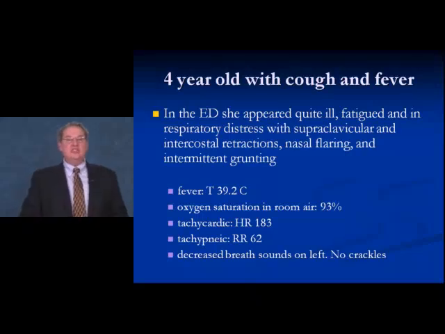So in the emergency department, she appeared quite ill, fatigued and in respiratory distress, with supraclavicular and intercostal retractions, nasal flaring, and intermittent grunting. In the emergency room, her temperature is 39.2 degrees centigrade. Her oxygen saturation in room air is 93%. Her heart rate was elevated at 183. She was tachypneic with a respiratory rate of 62. She had decreased breath sounds on the left, but no crackles were heard.